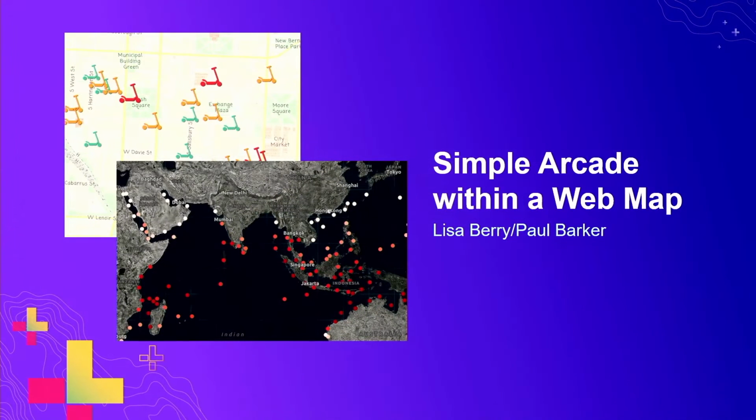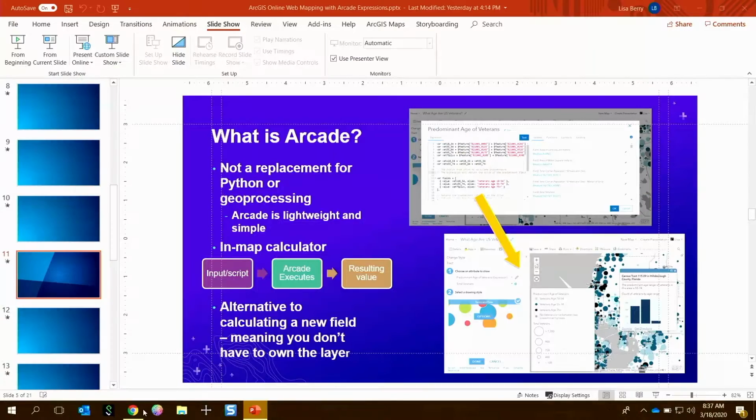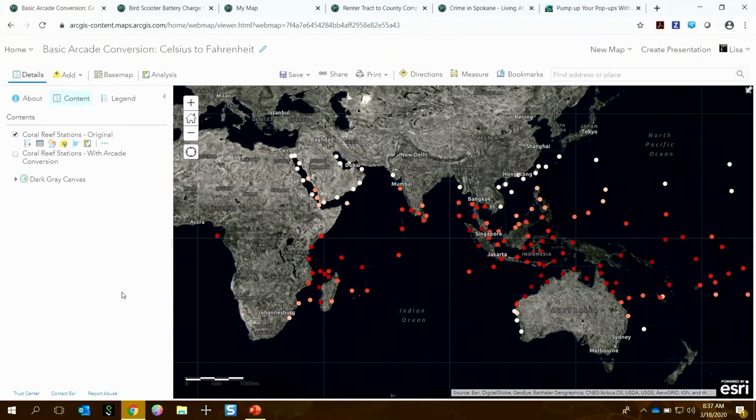And with that, I'm going to go ahead and just start showing you what these are like. I'll give you a basic example within a web map. So here I have virtual coral reef stations, and they monitor things such as sea surface temperature and coral reef bleaching. And currently my map is showing the sea surface temperature in Celsius. And as many of you probably know, the rest of the world uses Celsius, but us Americans go, what?